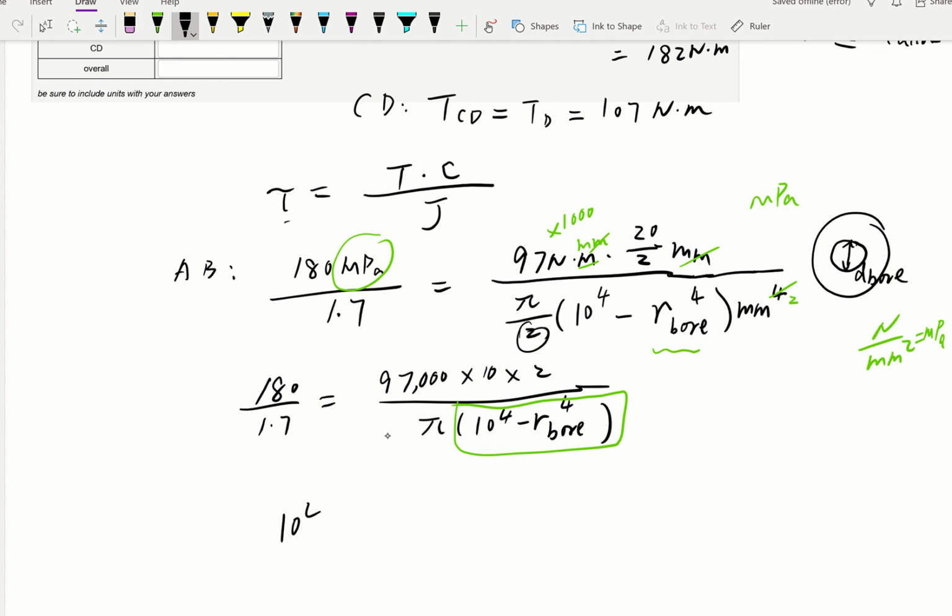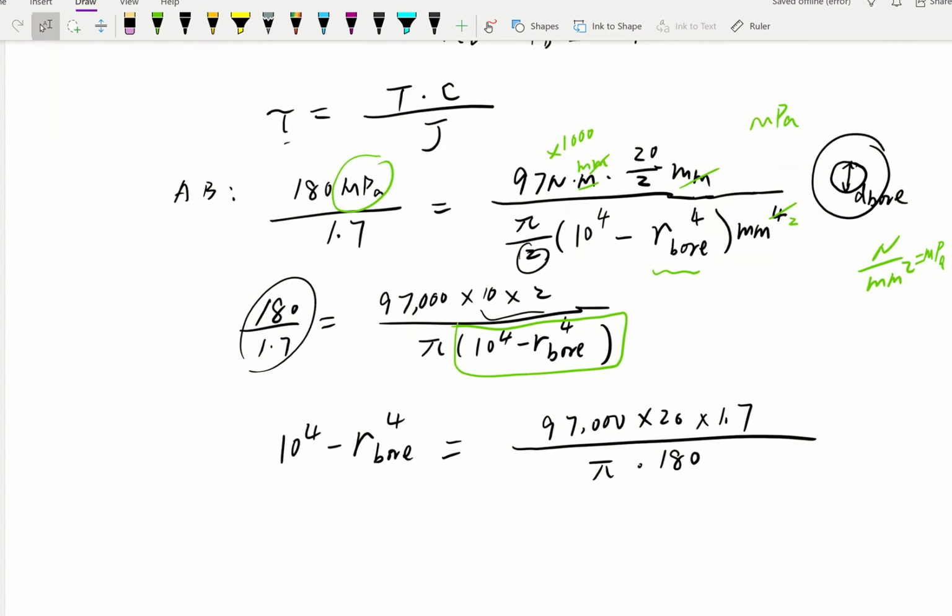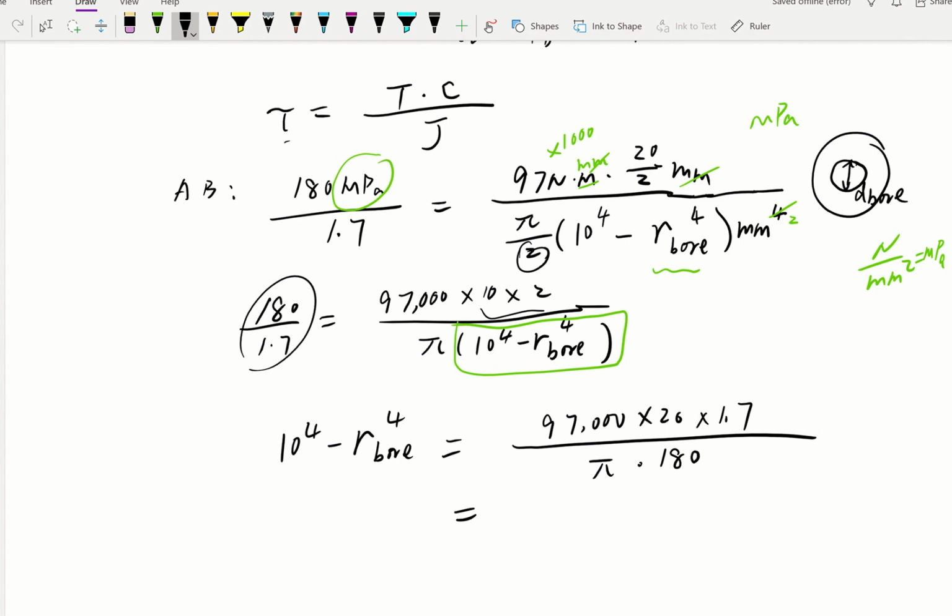So 10 to the power 4 minus the radius to the power 4 is going to be equal to 97,000 times 20 over pi. All those here, that's 20 over pi. And then we're going to divide this value by 180 over 1.7. I'm going to flip that 1.7 up, so we'll have that. And now let's take a look if we can calculate that.